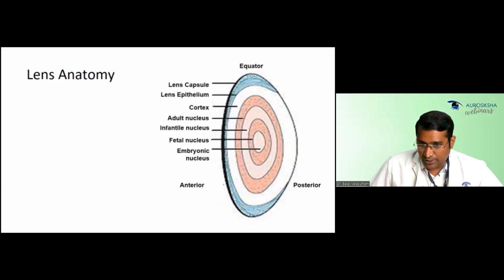But if you go in depth, the nucleus is further divided into the centralmost part, which is the embryonic nucleus, followed by the fetal nucleus, infantile nucleus, adult nucleus, and the cortex. These parts are based on the stages of development, the duration at which the nucleus develops. And the newest fibers are formed from the equator and enter into the lens.